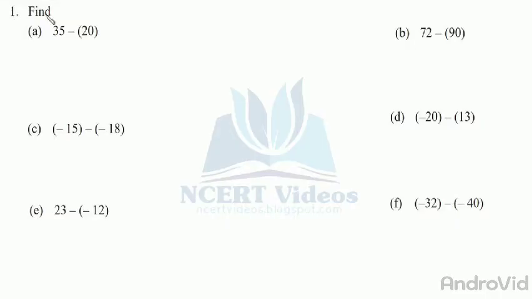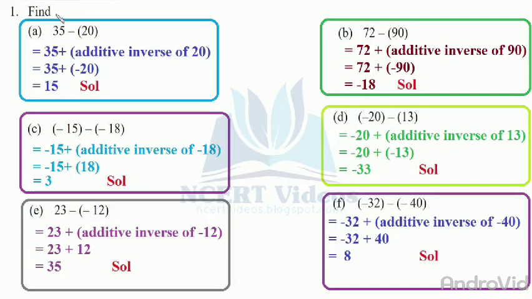Question 1. Find. So we have to find these from A to F. First part, 35 minus 20.